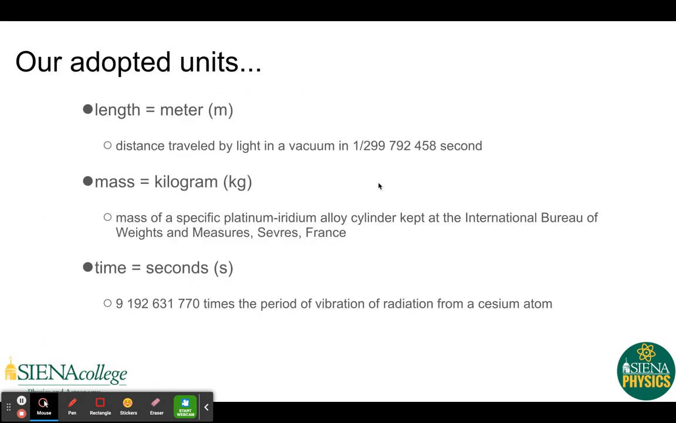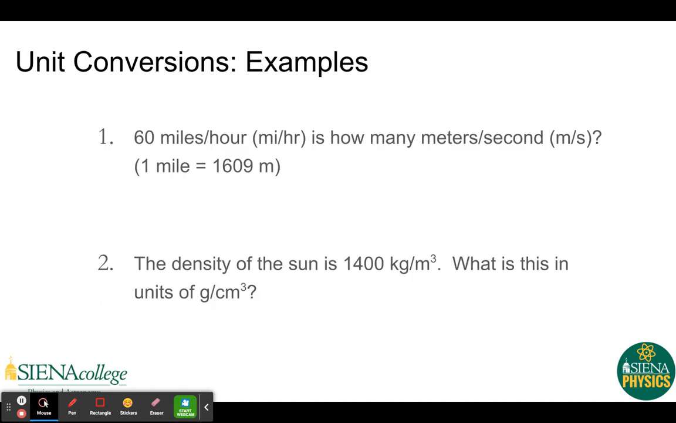Okay, so just to start off with units, we will be using the SI units, the System International. The length unit is a meter, mass is in kilograms, and time is in seconds. So those are probably units that you are familiar with.